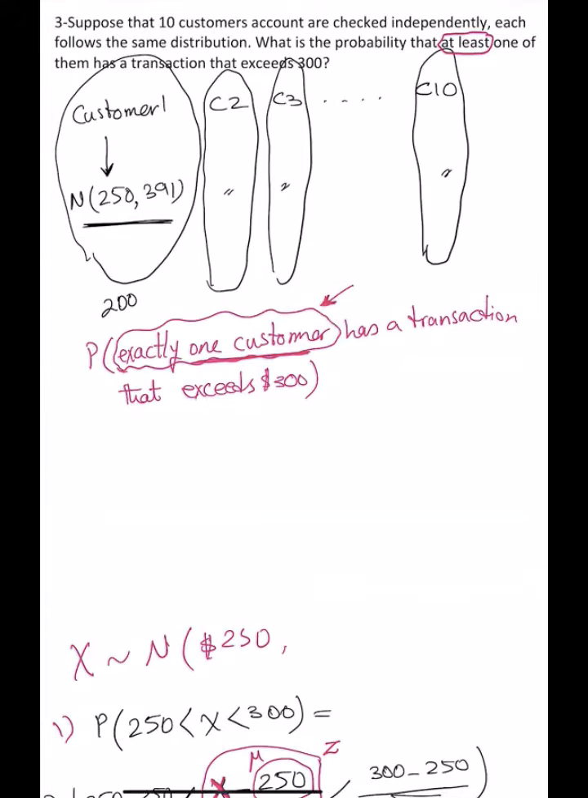And what do you think is the distribution? First of all, this random variable that shows the number of customers that have a transaction greater than 300 among these 10 customers has possible values of 0 customers, 1 customer, 2 customers, all the way to 10 customers. Is that a discrete random variable or a continuous random variable?